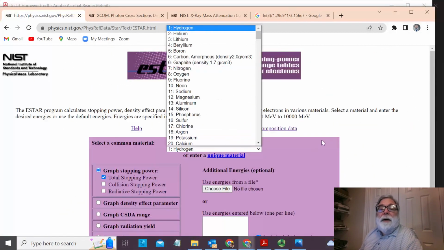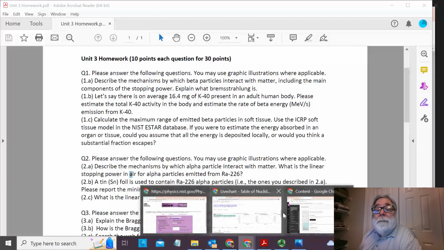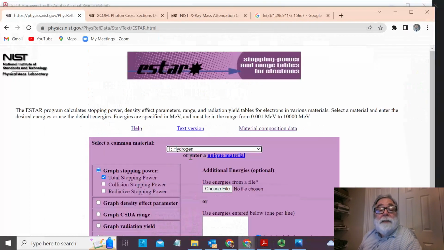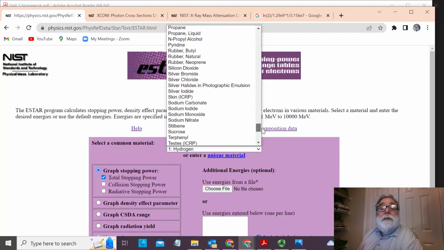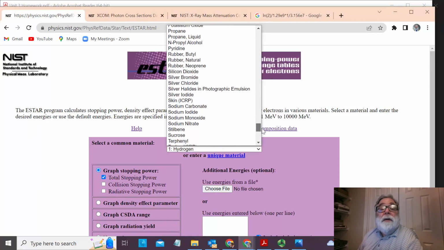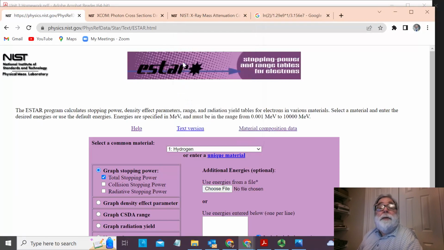I am talking about, what was the problem again? It was about electrons in tissue. So let's go back to soft tissue. ESTAR, soft tissue. Let's pick soft tissue here. So see, there's a skin. Let's go with tissue soft. Somebody chose adipose, and that's fine. I have plenty of adipose, so I didn't object.